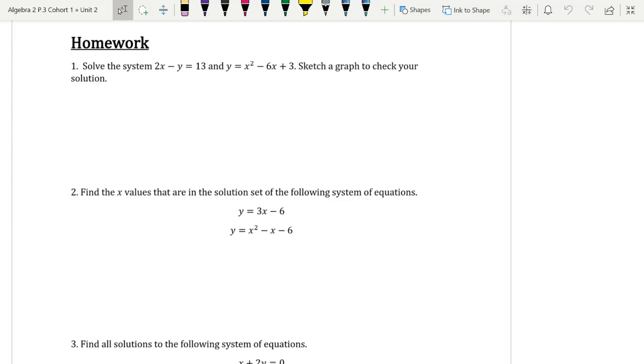So for lesson number 10, we learned how to solve a system. We learned how to go through, figure out whether or not that system had solutions, one solution, two solutions, etc. So let's take a look at a couple examples here from the homework.